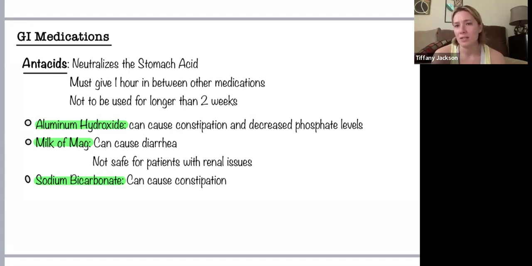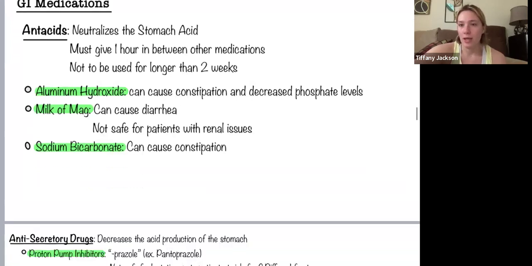Side effect is going to be constipation. On the other side, we have milk of mag. This can cause diarrhea. And then sodium bicarbonate. Side effect is more GI upset and constipation. So these drugs neutralize the stomach acid.